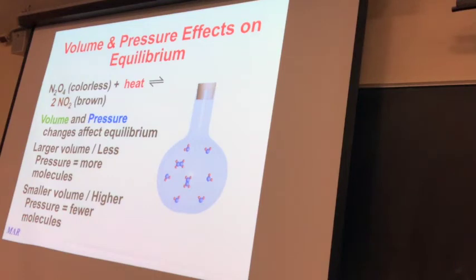On the other hand, if you have a larger volume flask, it's like more breathing room. The molecules can kind of spread out. In this case, you would think it would go to the side with more molecules. So it would go to the 2NO2, where you have 2 moles of gas relative to 1 mole of gas.